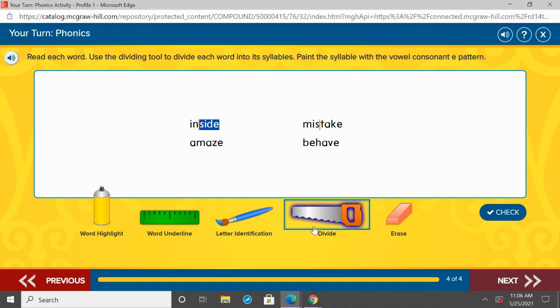And now which syllable has our pattern? Is it M-I-S syllable or T-A-K-E syllable? Which one has that consonant, vowel, consonant, E pattern? Go ahead and point. So you should have pointed to T-A-K-E. Consonant, vowel, consonant, E. The E is going to make the A long, say its name, and the E will be silent. Mistake.